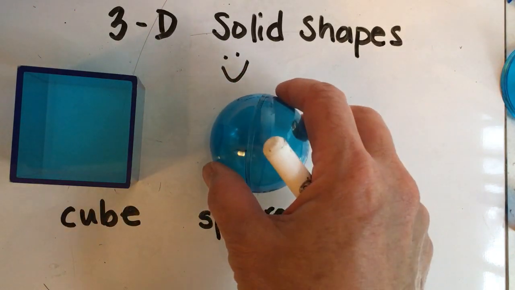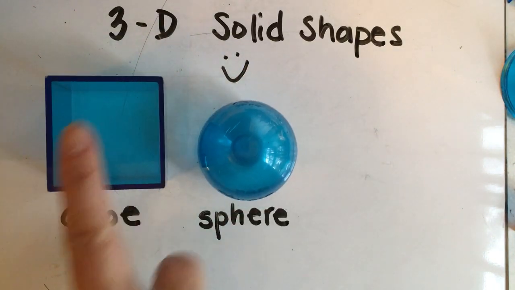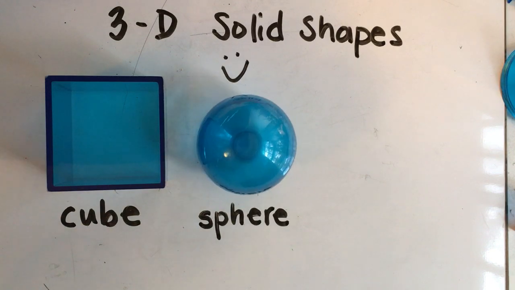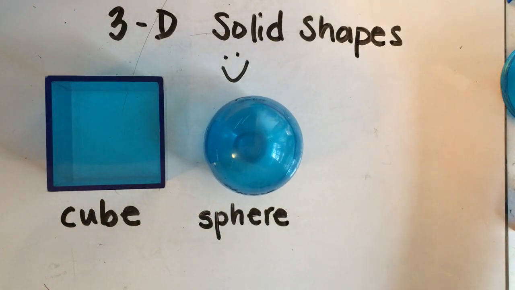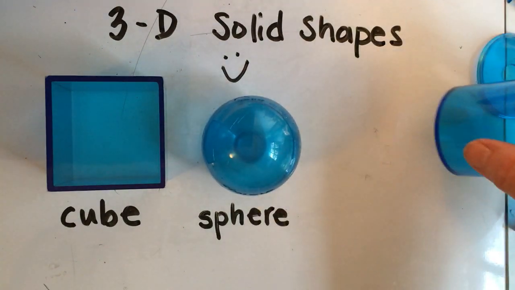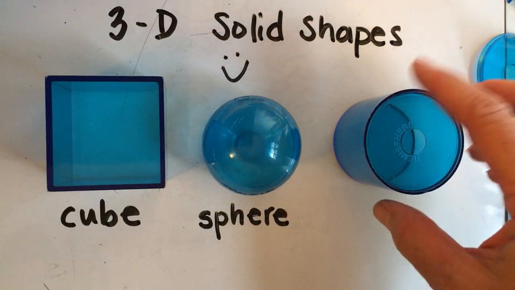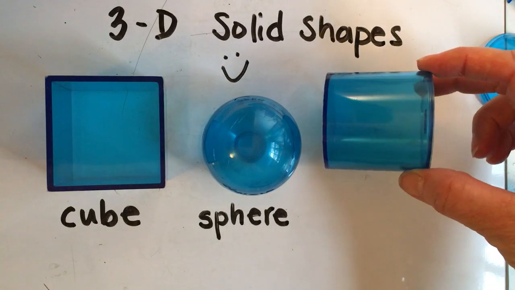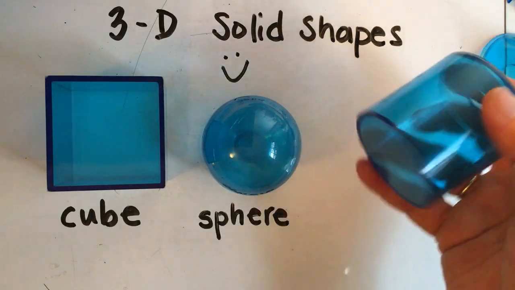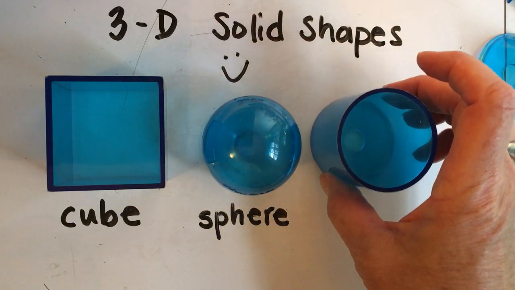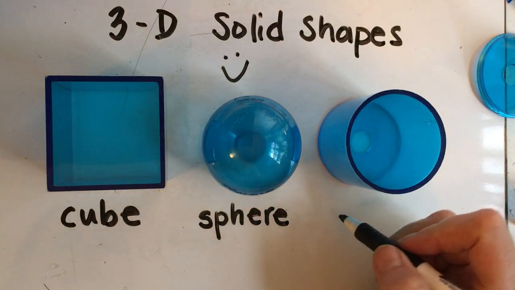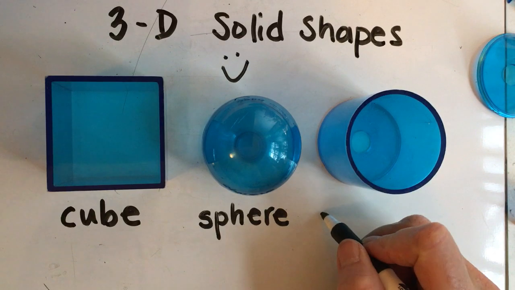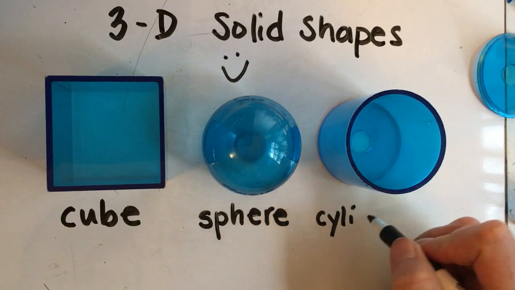So the name of this one is a sphere, and this one is called a cube, right? And the next one I'm going to show you is this little fella. I'll show you his side and his top and his bottom. And this one is called a cylinder, and it's with a soft C at the beginning. So it's cylinder.